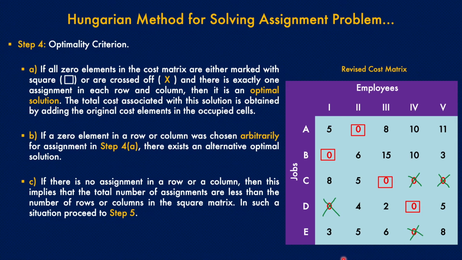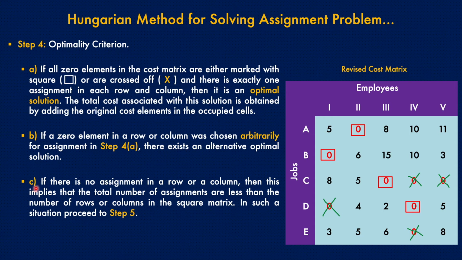And the second criteria is, if a 0 element in a row or column was chosen arbitrarily for assignment. As I mentioned just before, suppose all these places are with 0 elements, then we have to choose any one 0 arbitrarily. Automatically we will cross off the other 2 elements and we will select the other one. So we will get a solution. That will also be an optimal solution. But in this case, we will get 2 pairs of optimal solutions. That is, there exists an alternative optimal solution.